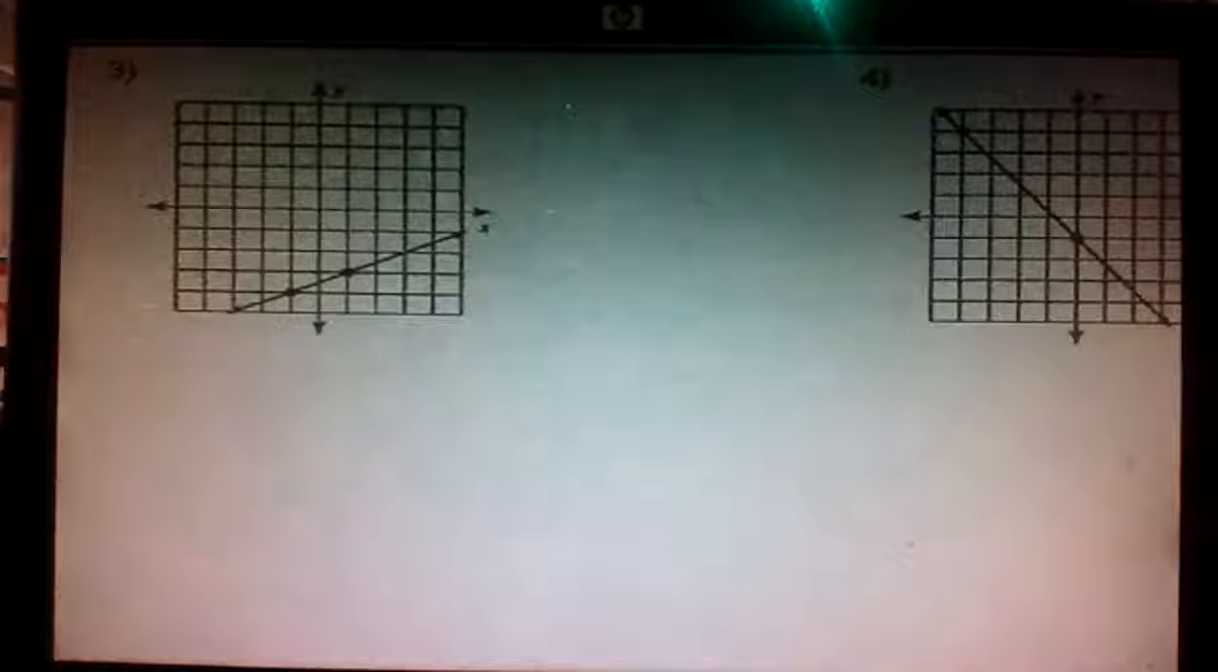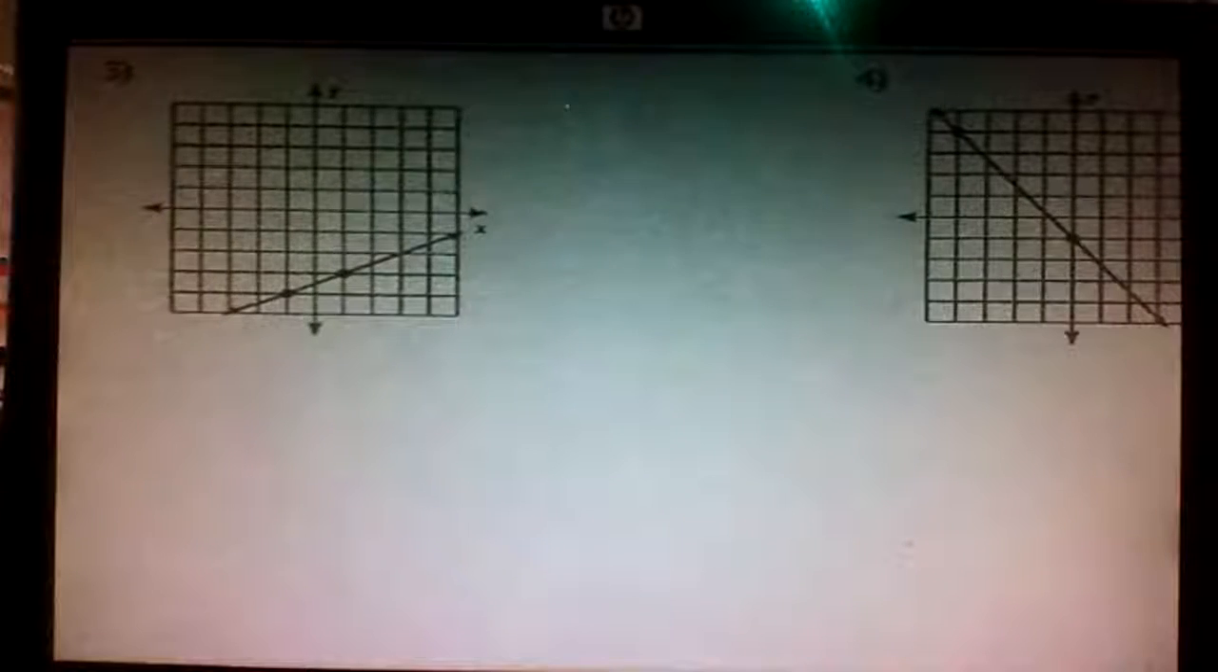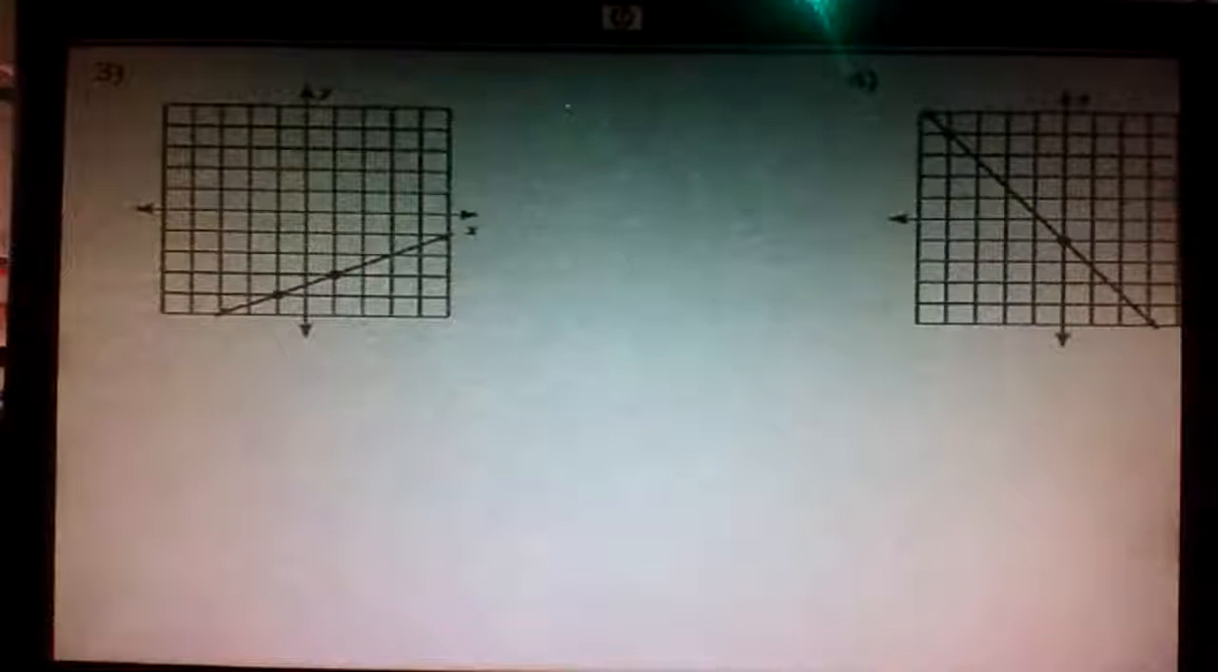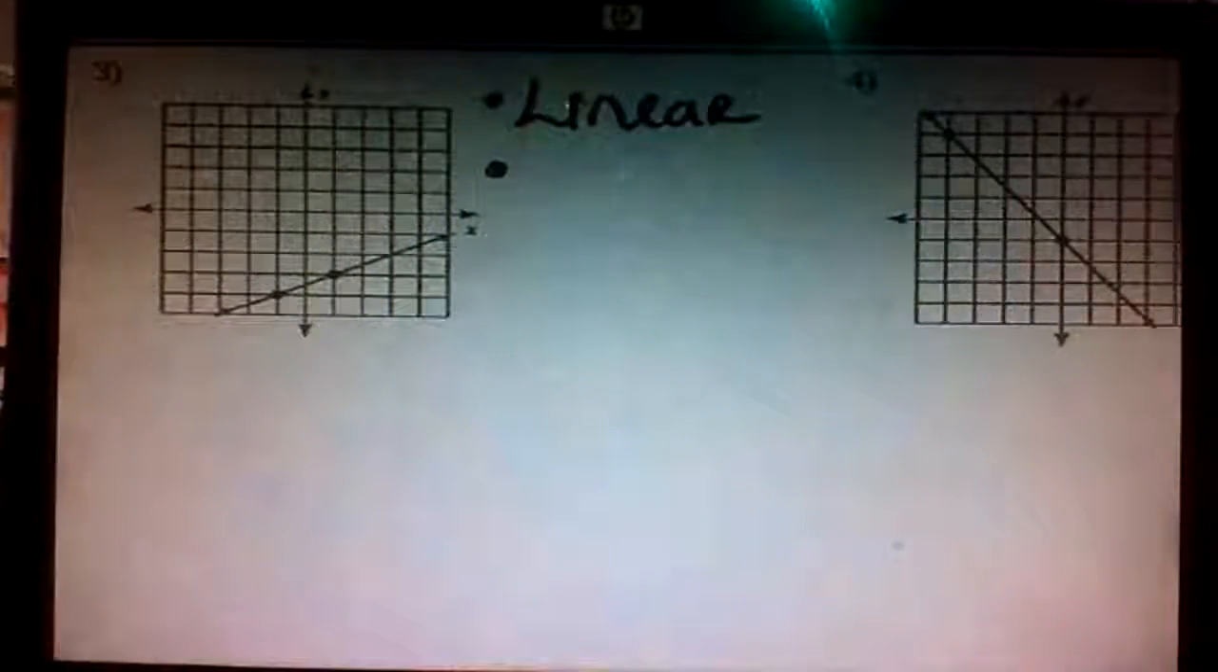To the bottom left. Whew. All right. Are we still linear? Yes. Just wait till we start talking about nonlinear graphs.